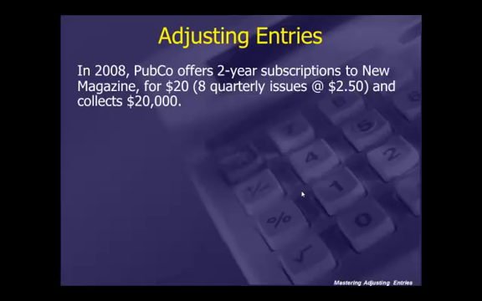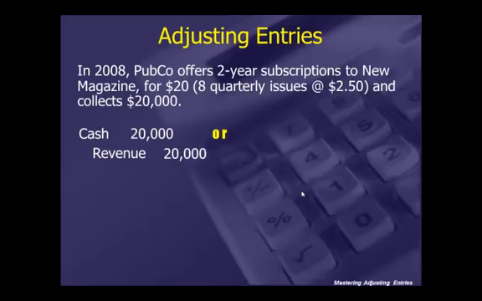In 2008, Pubco offers 2-year subscriptions to New Magazine for $20. Once again, that's 8 quarterly issues at $2.50. So 8 times $2.50, that's where the 20 comes in. And they collect $20,000. So $20,000 total divided by $20 per subscription means we have 1,000 subscribers.